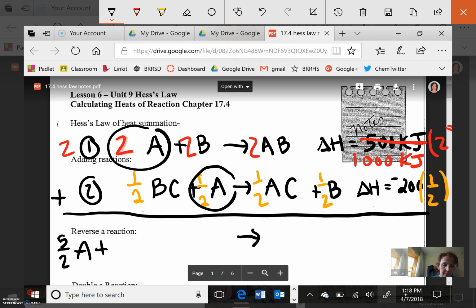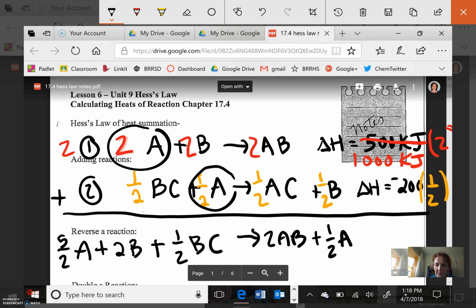We would have 2 moles of B and a half a mole of BC. That yields, let's see, can we combine anything? No. 2 moles of AB, a half a mole of AC, and a half a mole of B.